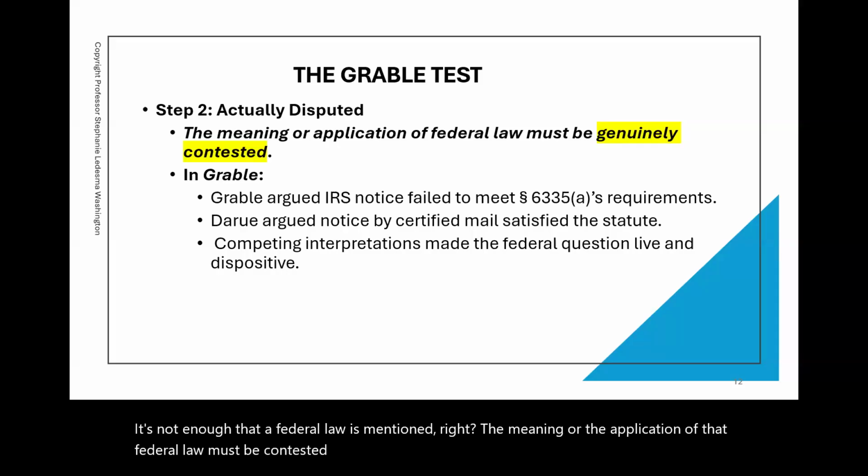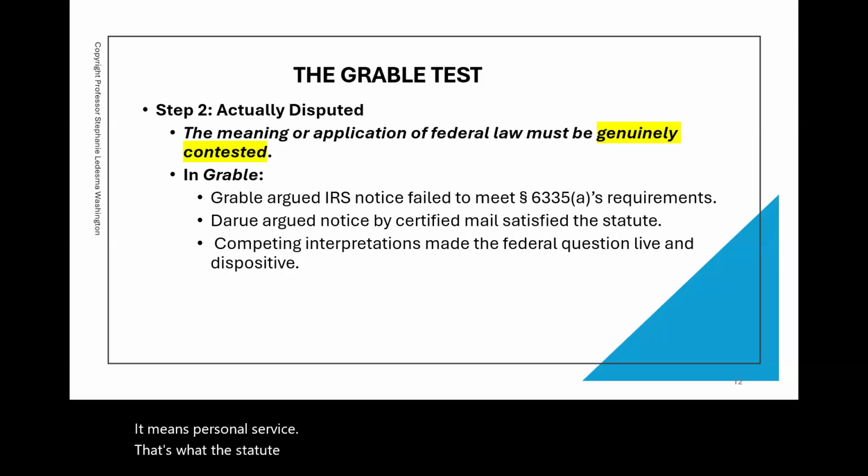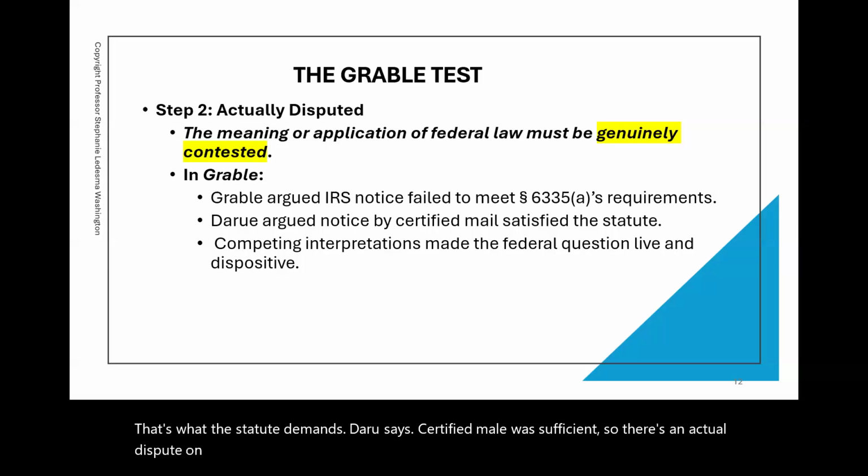Well, what's going on in Grable? In Grable, the parties absolutely, squarely disagree about what 26 USC 6335A means. Grable says it means personal service. That's what the statute demands. Daru says certified mail was sufficient. So there's an actual dispute on the interpretation of what that federal statute requires.